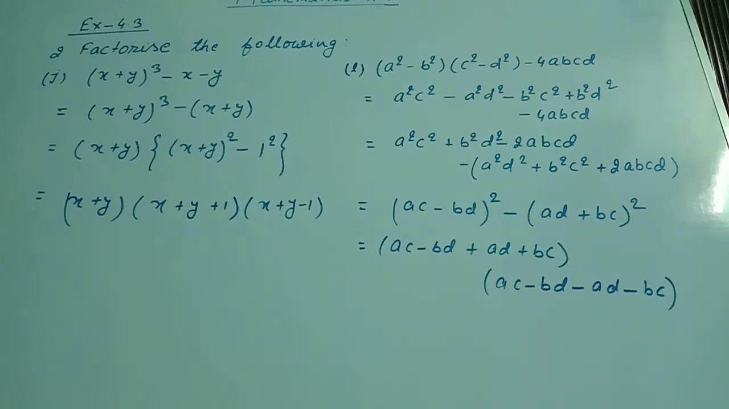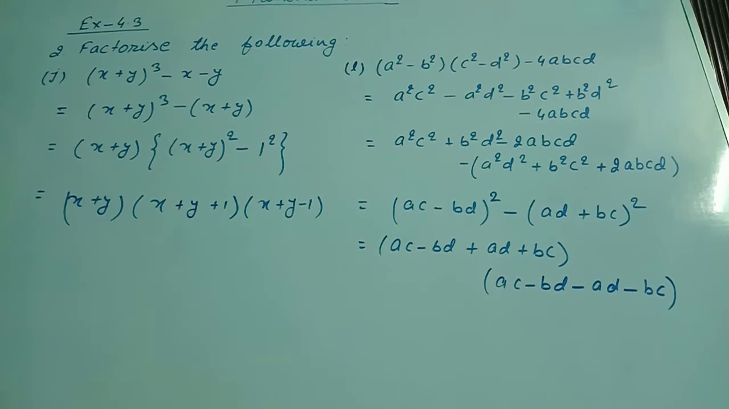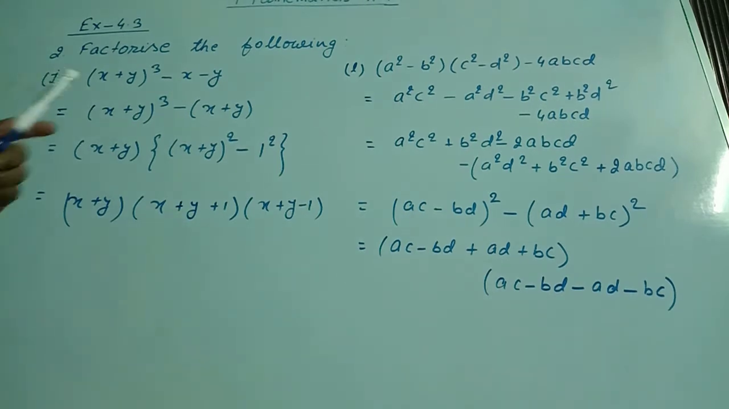In the period of mathematics, we are solving factorization. Exercise 4.3, question number 2. Factorize the following. The equation is (x + y)³ − x − y. We are asked to factorize this expression.